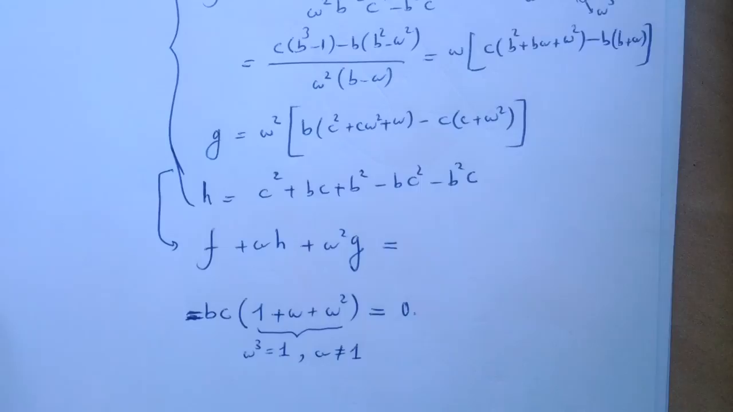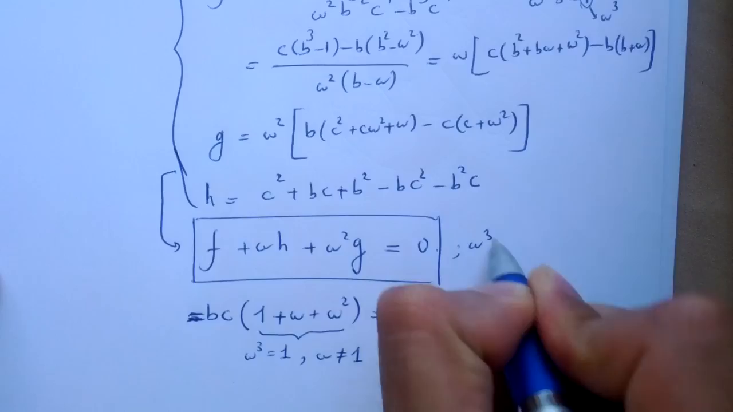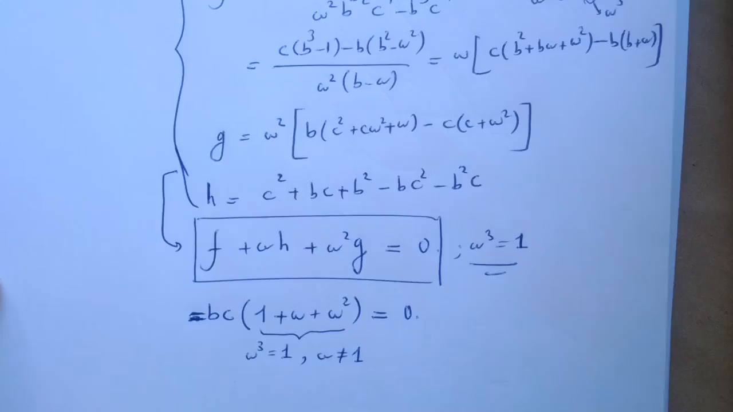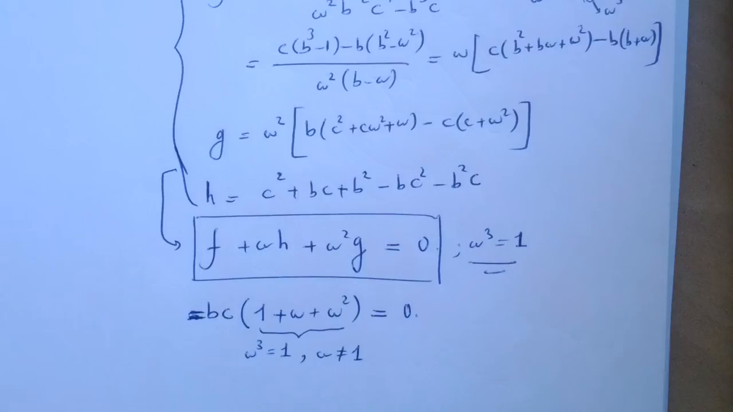So that the equation F plus omega H plus omega squared G, for omega cubed equal to 1, is always satisfied, so that the triangle FGH is always equilateral without any assumption about the initial triangle ABC. So this was an interesting theorem in the complex numbers and the plane geometry, which is so-called Morley's theorem. Thank you for your attention.